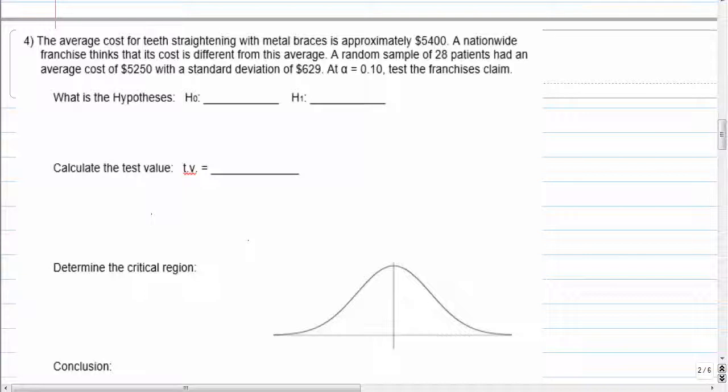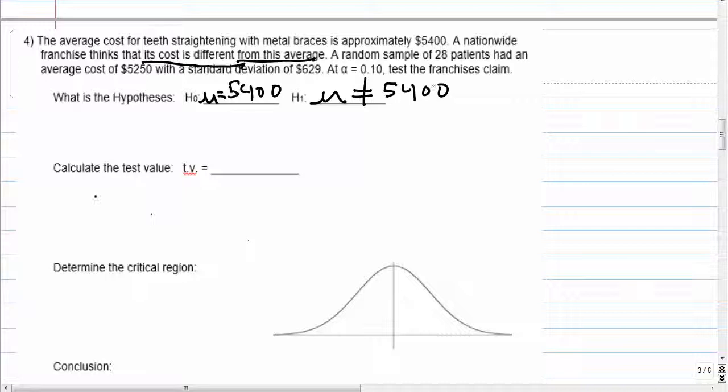Number 4, again, key thing here is a hypothesis test. The null hypothesis, if you read the problem, I'll let you read the problem here. The null hypothesis is nothing different. And the null hypothesis is that on average, it costs $5,400 for braces. Okay? The claim here is that the cost is different from the average. That is, mu for the particular franchise is not going to be $5,400.